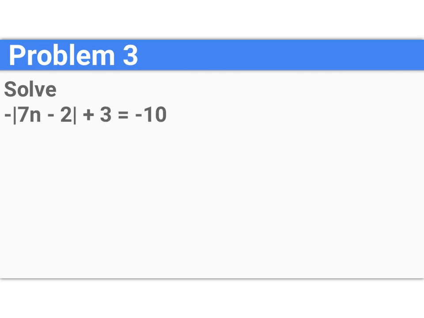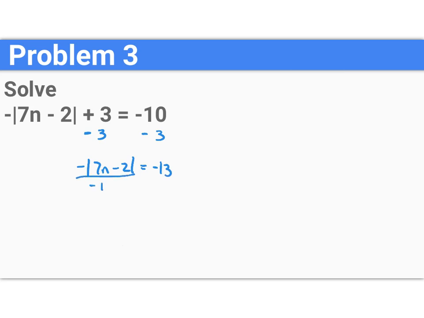Okay, so the first thing we're going to do is isolate the absolute value in our equation. We see that something is added to the absolute value, so we are going to move that 3. So we're going to subtract 3 from both sides. And we see that the opposite of the absolute value of 7n minus 2 is going to be equal to negative 13.